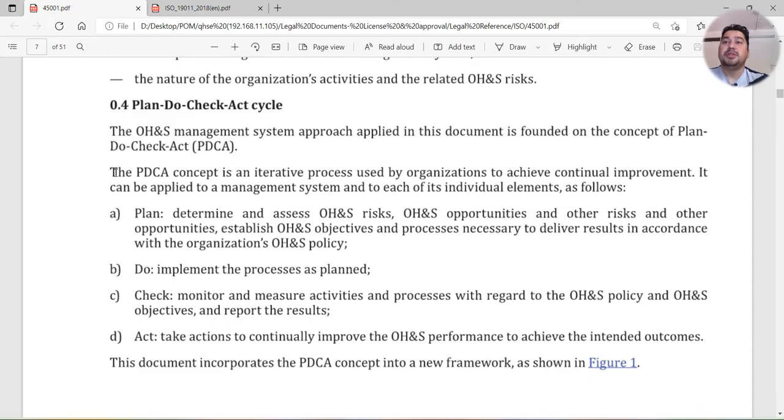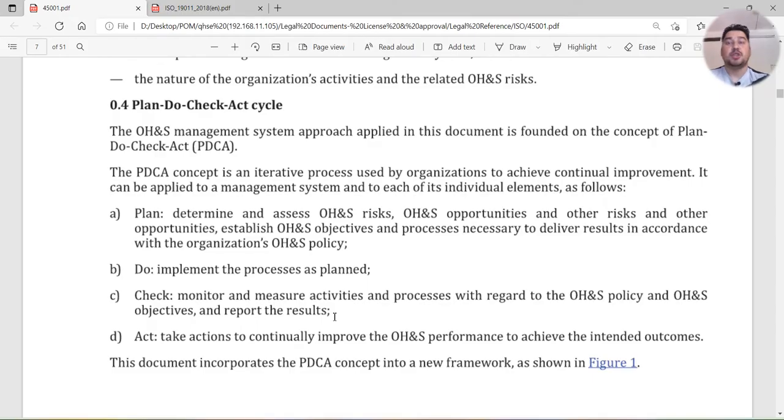So plan: determine and assess OHS risks, OHS opportunities, other risks and other opportunities, and establish OHS objectives, processes, and policies within the organization. In the do part, you have to implement the process as planned. Whatever you are planning in the plan, you have to implement in the do. Once you implement all these things, you have to do the checking, whether your system is working properly or not. How can you check? Through audits, inspections, and objectives and targets.